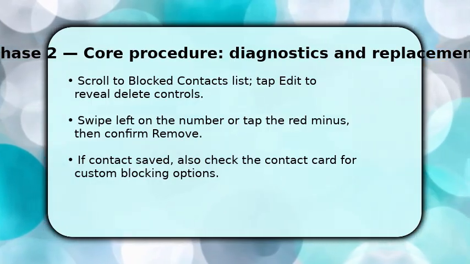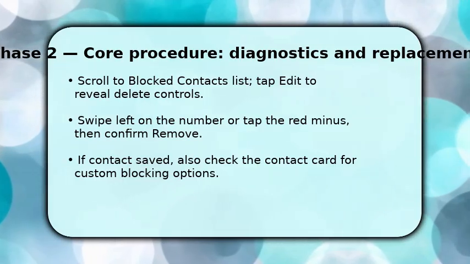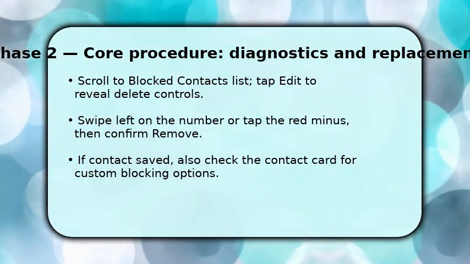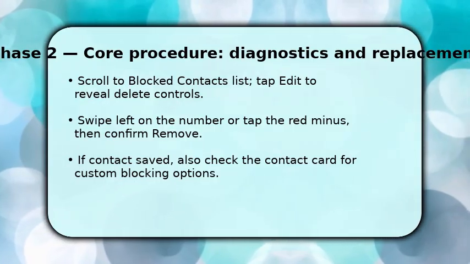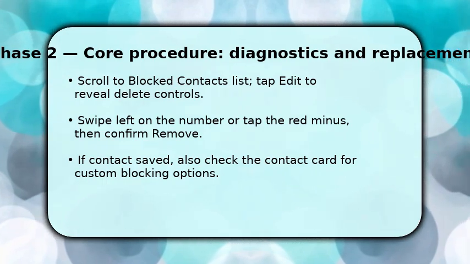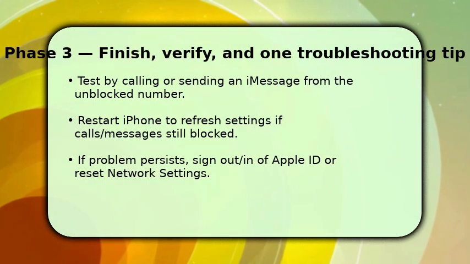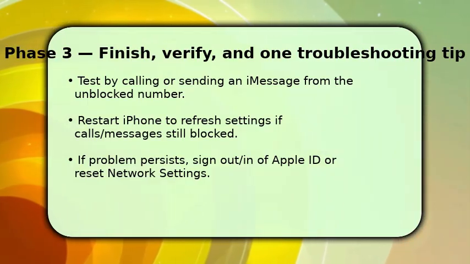If the entry is a saved contact, double-check the contact card in Phone or Contacts for Do Not Disturb or other silencing options. Make sure to exit settings after removal so the system updates. This ensures calls and messages will start coming through. Now verify. Have the person call or send an iMessage. You should see delivery and hear the ringtone.